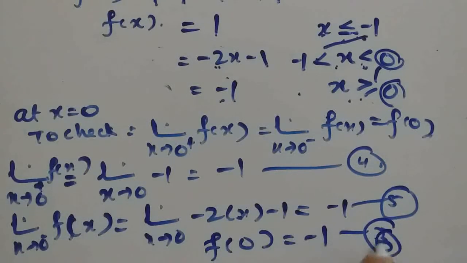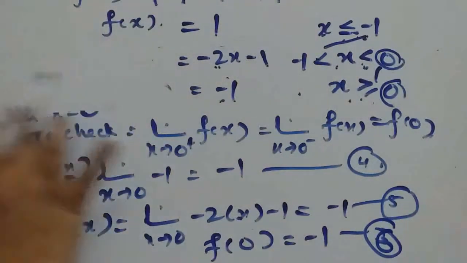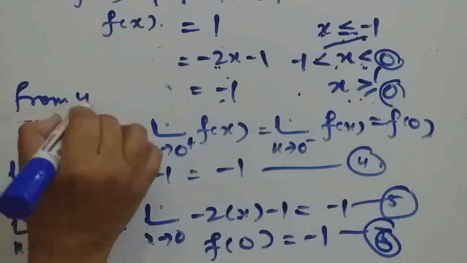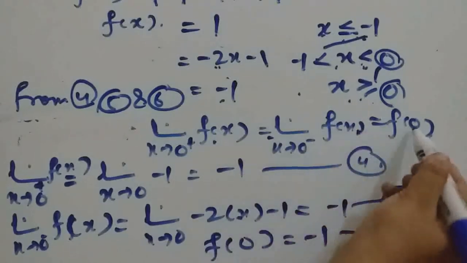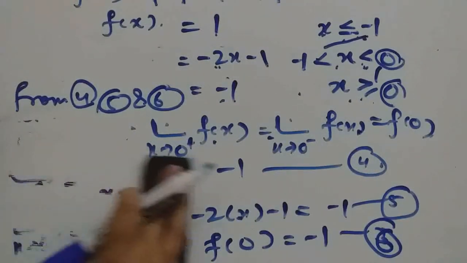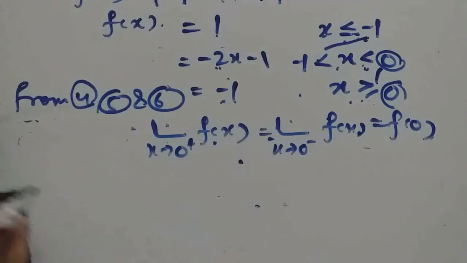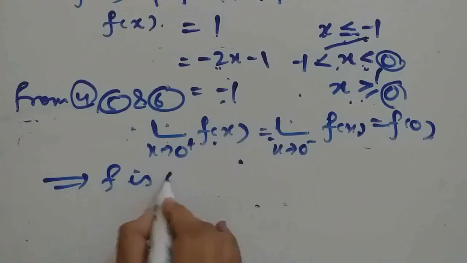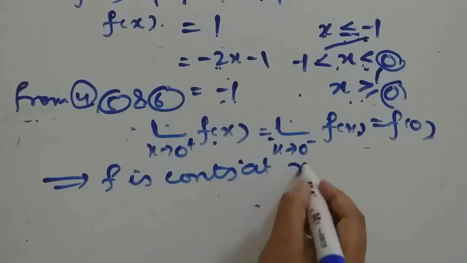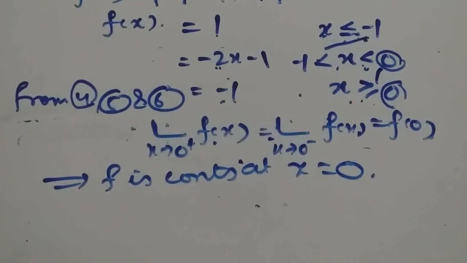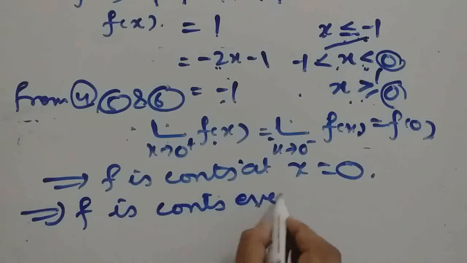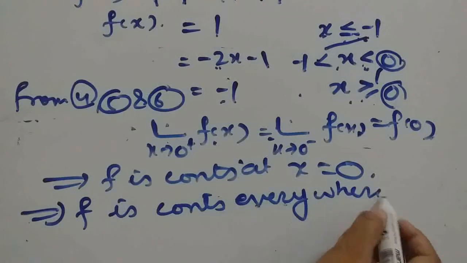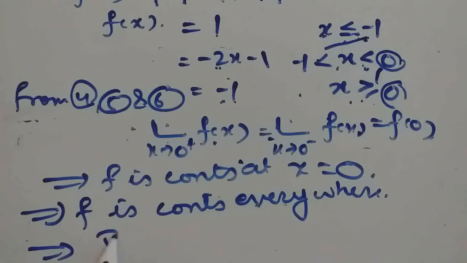So from 4, 5 and 6, these three values are equal. That means the function is continuous at x equal to 0 also. So the function is continuous at 0 and at x equal to minus 1. Therefore, the function is continuous everywhere. That is, there is no point of discontinuity.